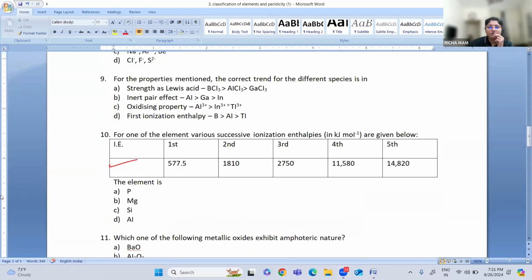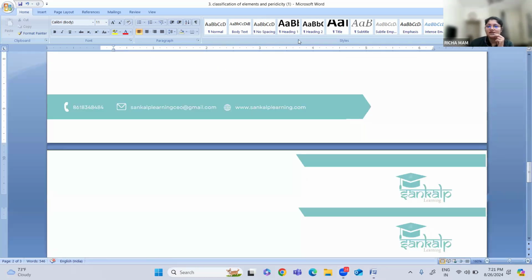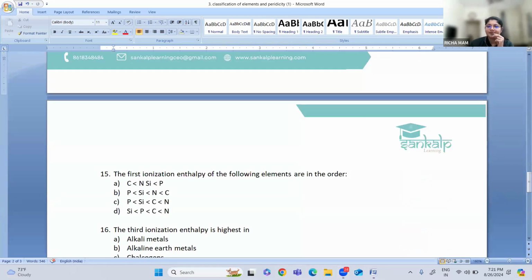Okay, fine. So these were some of the questions. Any doubts up to here? Fine. So these are some of the questions on this particular chapter, classification of elements and periodicity. A few more questions on periodicity properties we'll take in the next class, so that it will be a good revision for you. It is a very easy chapter, just the concepts should be clear.